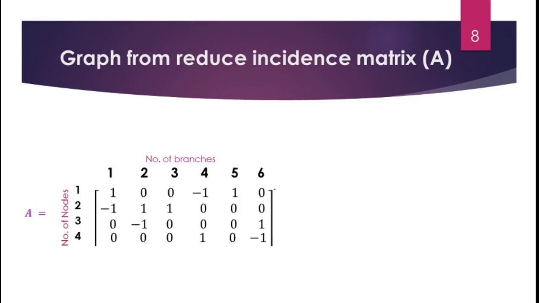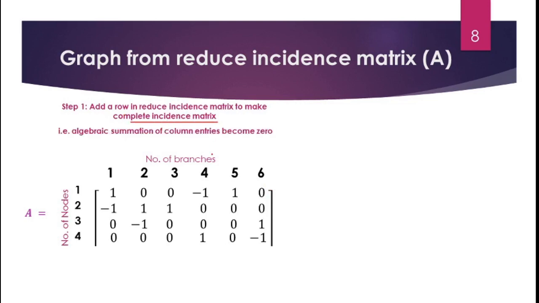This is our reduced incidence matrix. Step 1: add a row in the reduced incidence matrix to make a complete incidence matrix. So we just add here one row so that the algebraic summation of all column entries becomes 0. So the reduced incidence matrix becomes the complete incidence matrix.